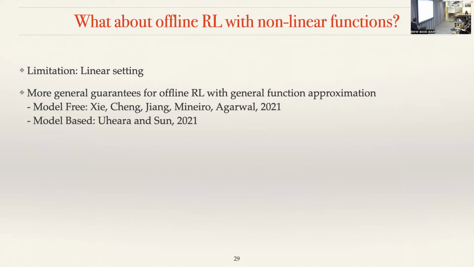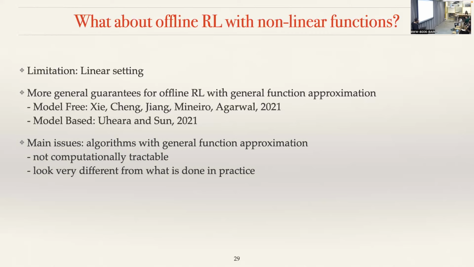The answer is, unfortunately, there is a huge gap in the sense that the type of algorithms that you've seen in the class is very difficult to prove guarantees for because they may not converge. There are variants that you can provide guarantees for. But the big problem is that it's not clear how you would implement them. And that's kind of an issue all over RL with general function approximation. If you want guarantees, it's not clear how you would come up with an algorithm that you can actually implement.